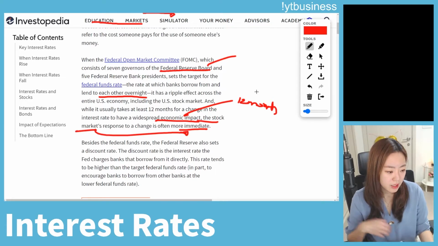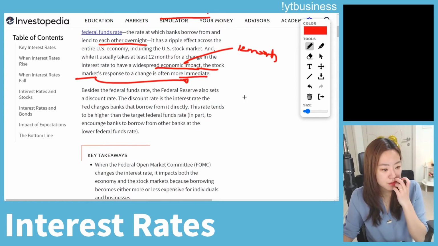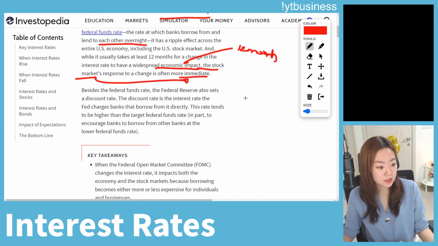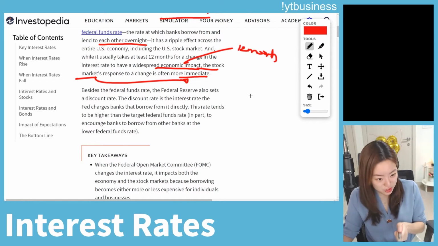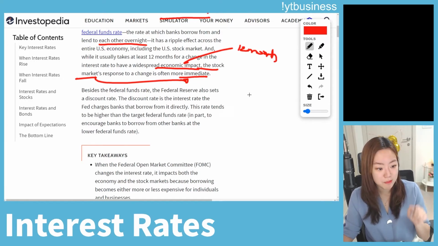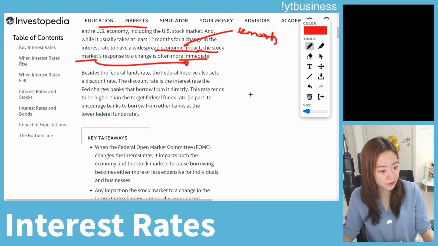That's so sad. Besides the federal funds rate, the Federal Reserve also sets a discount rate. The discount rate is the interest rate the Fed charges banks that borrow from it directly. This rate tends to be higher than the target federal funds rate, in part to encourage banks to borrow from other banks at the lower federal funds rate.